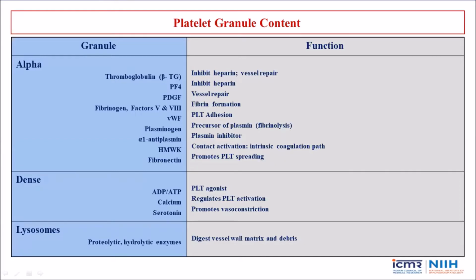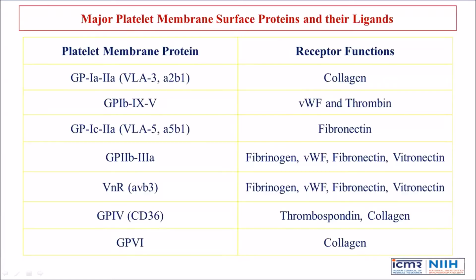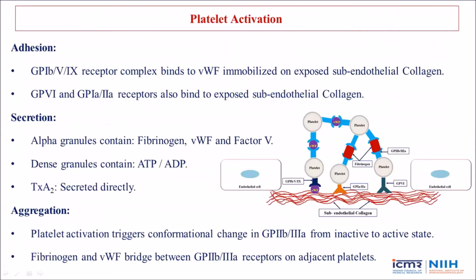Whereas the dense granules contain the ATP, ADP, calcium, serotonin, which are platelet agonists, and they regulate the platelet activation, and they also promote the vasoconstriction, which is required just before the primary hemostasis kicks in. Then the lysosomes, which have proteolytic and hydrolytic enzymes, help to digest the vessel wall matrix and the debris later on. Now these are the major receptor complexes, and on the right hand side are the receptor ligands and their functions.